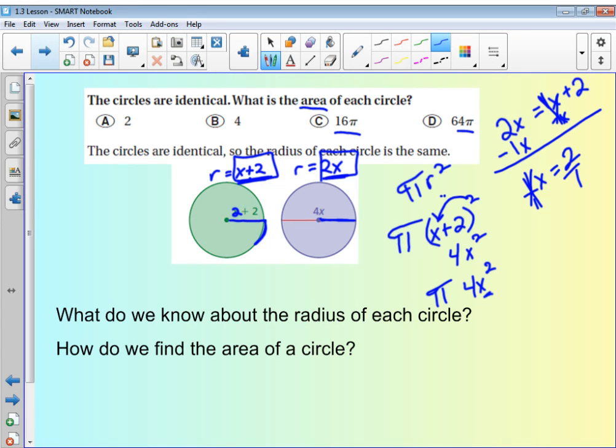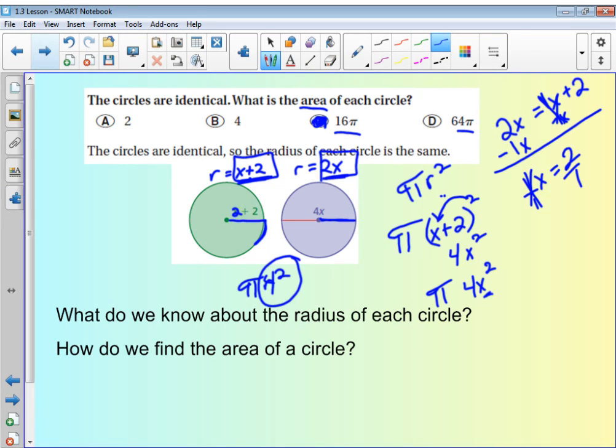So now we've got pi times 4 squared. Whoops, and I wrote r squared, 4 squared. So 4 squared would be 16, and then we have a pi. This would be our final answer.